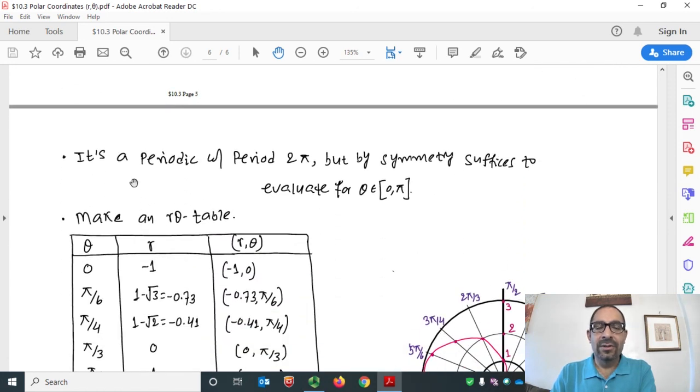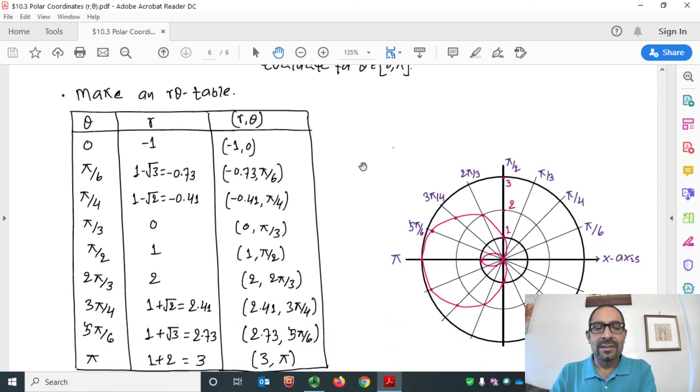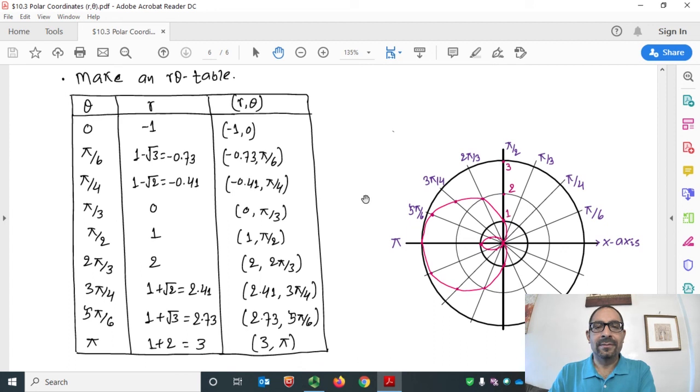Again, this is periodic with period 2 pi, but by symmetry, it suffices to evaluate for theta between 0 and pi. So that's better here. So let's make an r theta table. Put the values of theta between 0 and pi, compute the corresponding r values, make ordered pairs r theta, and graph those points in the polar grid here. This polar grid is provided to you.